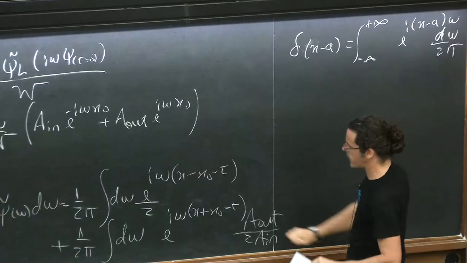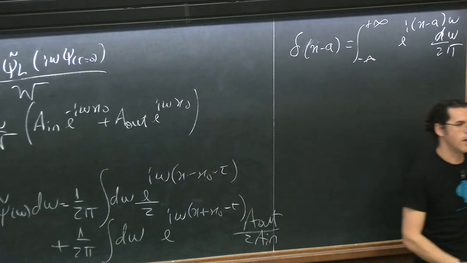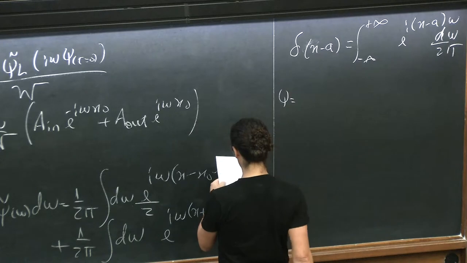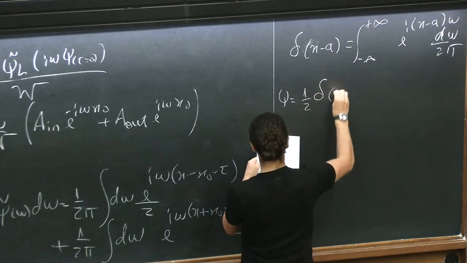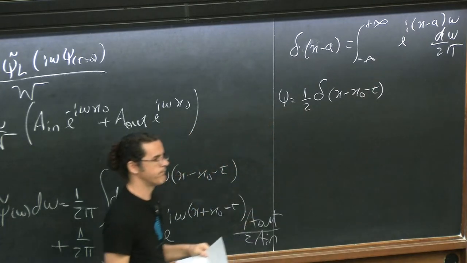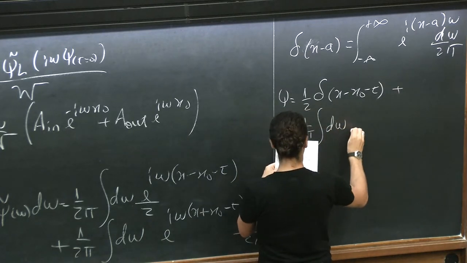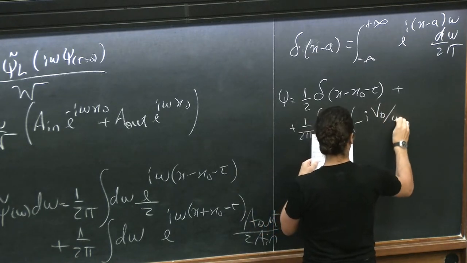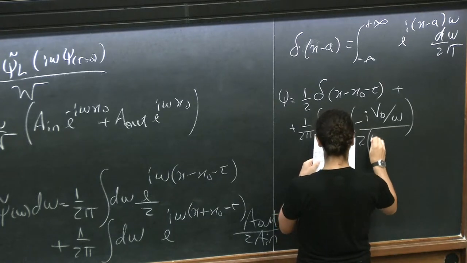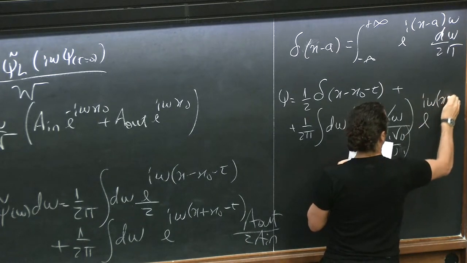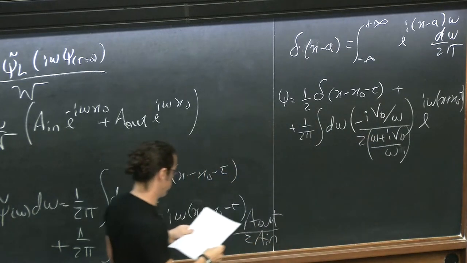Okay? So the first term is going to give me a delta function, and this is what I was referring to as the prompt contribution. This is kind of the Minkowski analog of the on-light-cone propagation. So I find psi is this guy: 1/2 delta(x minus x naught minus t), plus 1 over 2 pi integral in omega of minus i v naught over omega over 2, rearranging some terms, over omega e to the i omega (x plus x naught minus t). Okay?